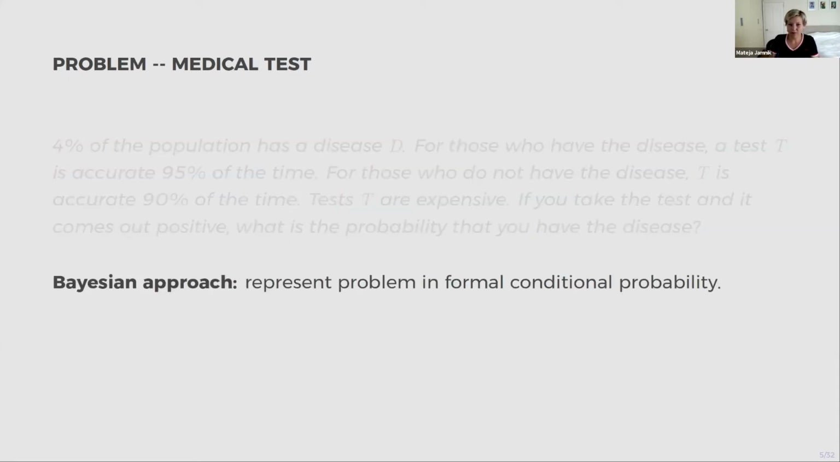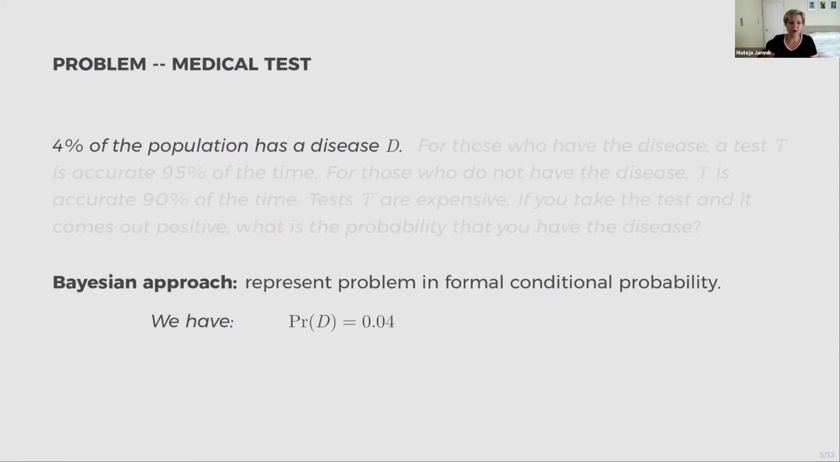First of all, I gave you the problem represented in natural language, but here is another way of going about it that mathematicians or logicians, or experts, would use. It's called the Bayesian approach because we are representing the problem using formal conditional probability. So how would I go about it? Well, 4% of the population has the disease D, so I represent this as the probability of D is 0.04.